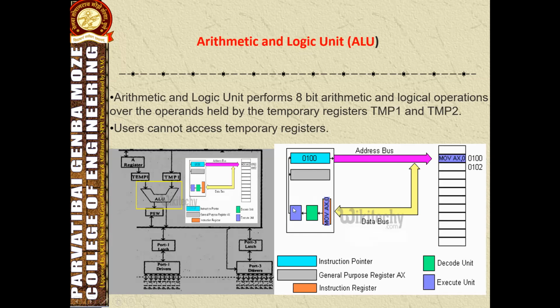This execute unit performs the operation provided by the decoder unit. After performing the operation, the result will be stored here. This is the accumulator register. So now I think you guys have understood the things.